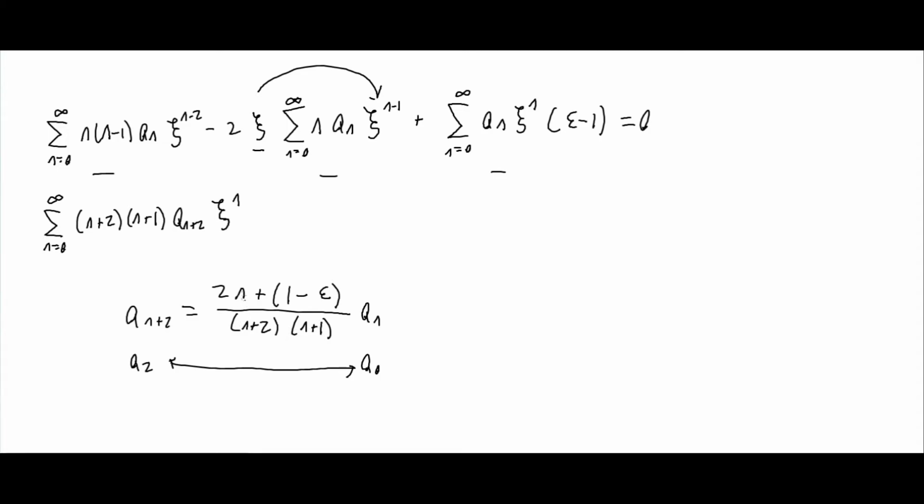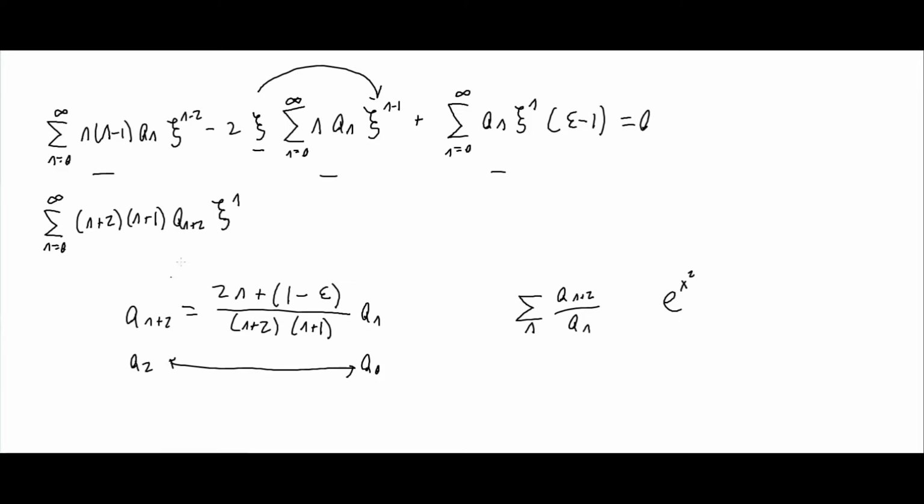But if we take this to very large n, so if we look at the ratio of an plus 2 over an, this will behave similarly to the series for e to the x squared, which will go to infinity as we get to larger and larger x.